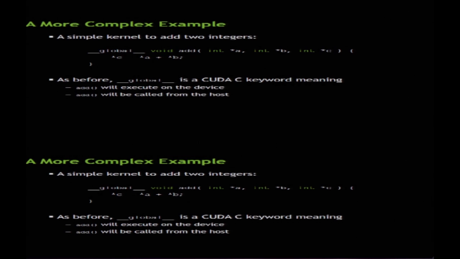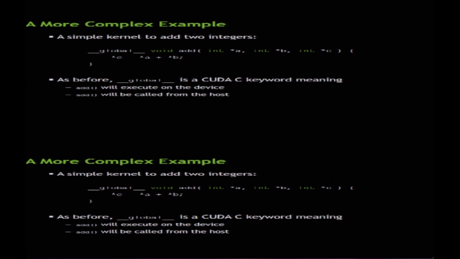So let's take a more complex example and start walking through this. Now we want to start doing something interesting, like adding two integers together. Here's a very simple routine that does that. We have __global__, because we're going to be calling it from the host to the device. No return value. We're going to add, that's the function name, and then you've got your pointers.